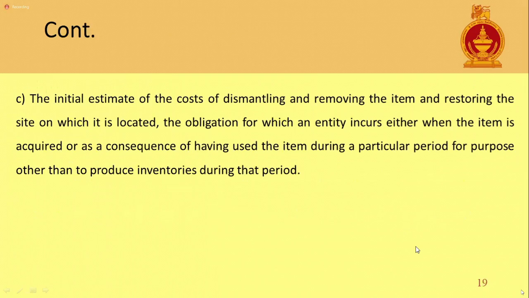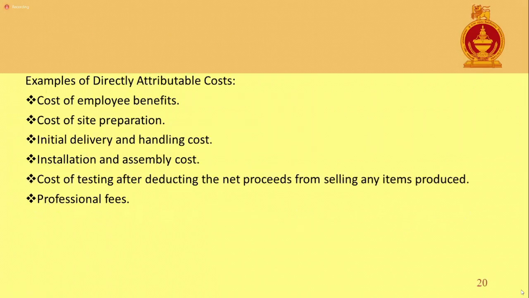Even dismantling or removing items, we have to add to the initial estimated cost if we know that. Directly attributable costs include employee benefits, site preparation, delivery and handling, installation and assembly costs, cost of testing. If there is any income, we have to reduce that amount. Also professional fees.